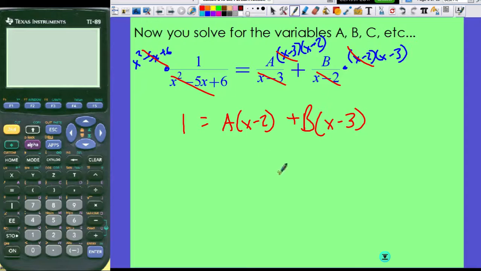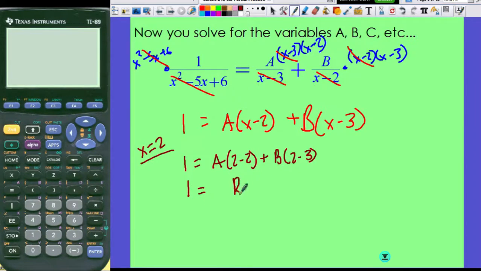All you do to solve is substitute in different values for x. I'm going to pick values that actually get rid of letters, because I want to get rid of a letter to solve for the other. So first I'm going to say x equals 2 to get rid of the a and solve for b. If x equals 2, 1 equals a times 2 minus 2 plus b times 2 minus 3. 2 minus 2 is 0, so that goes away. So 1 equals b times 2 minus 3, or b times negative 1. This means my b equals negative 1.